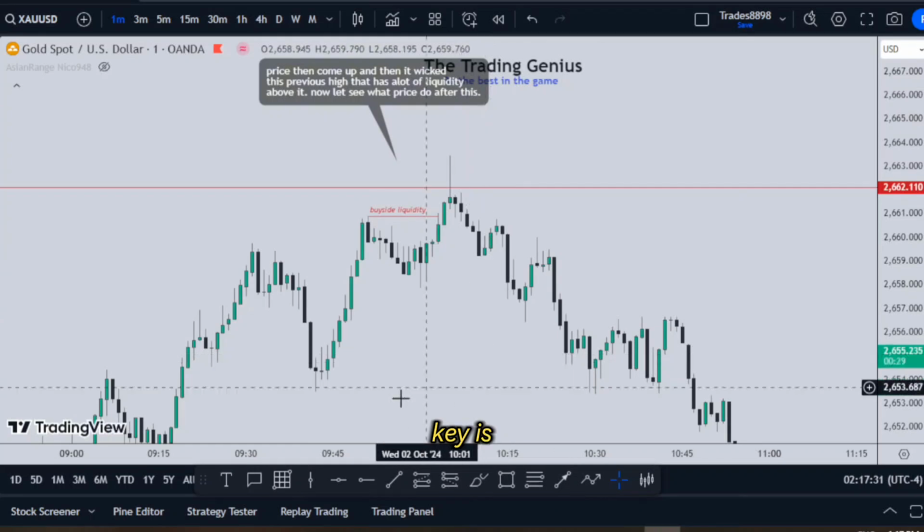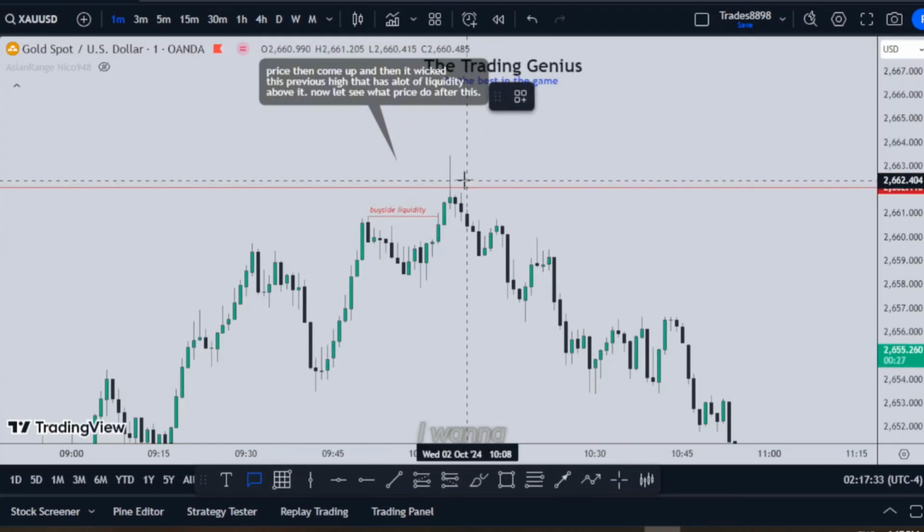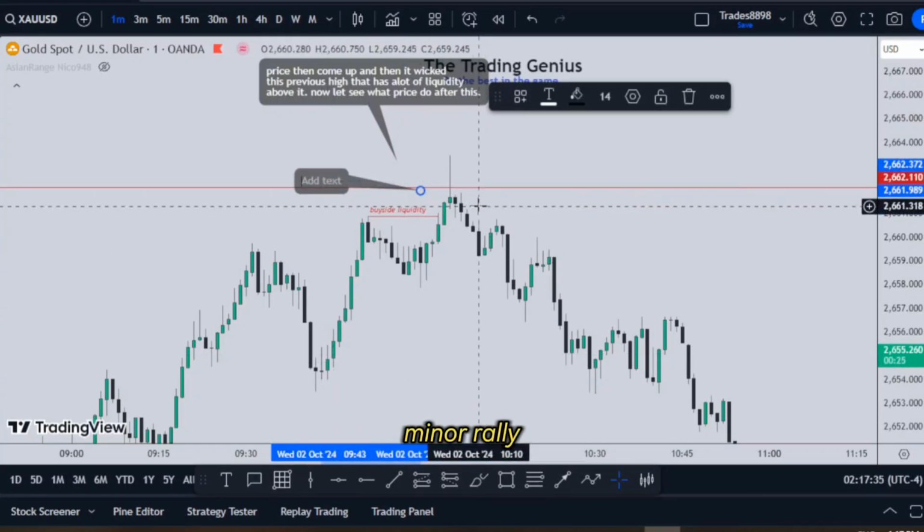But the key is if I'm bullish, I want to see two things happen. I want to see a small little minor rally first that trips in buy-side breakout artists. They're buying on a stop. And then they're going to look for the most recent swing low. That's where their stop loss is. Well, that's where it's going to do this to and through.